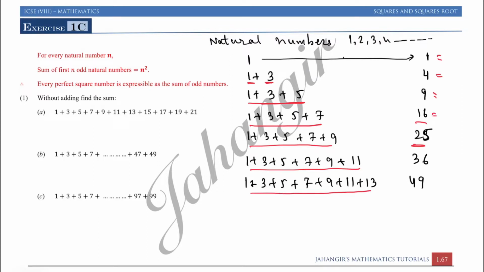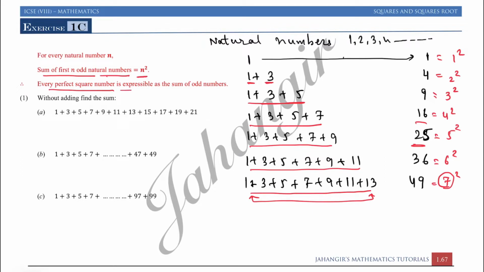So what you can predict from here: 1 is 1 square, and all are square numbers: 2 square, 3 square, 4 square, 5 square, 6 square, 7 square. We are adding 7 consecutive odd numbers, so its total will always become 7 square. Okay? So the sum of the first n odd natural numbers is always n square. So every perfect square number is expressed as the sum of odd numbers.